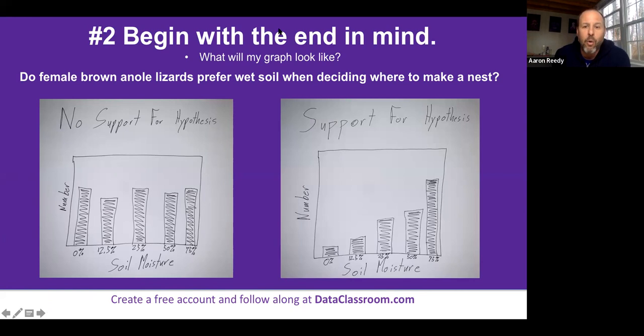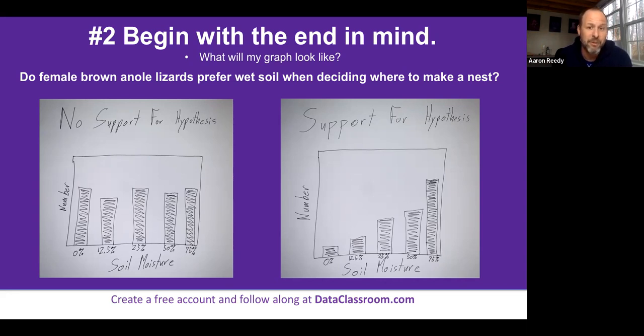Now this isn't the only way it could look. You could also see a pattern where maybe all of the bars are close to the same height and one stands head and shoulders above the rest. Or you could see a pattern like this, where there's a strong preference for the higher moisture, and so you see the stepwise pattern. You could also see this in the other direction. Maybe they prefer really dry. That would also support the hypothesis that lizards use moisture as a factor.